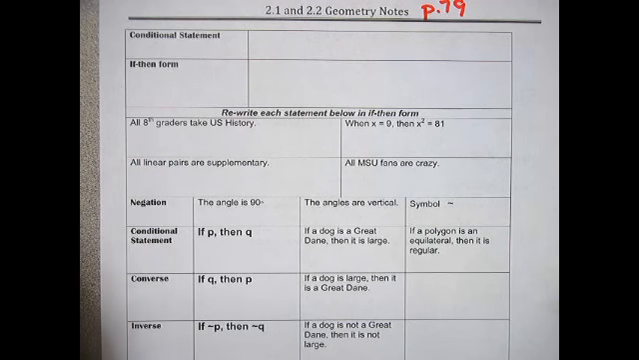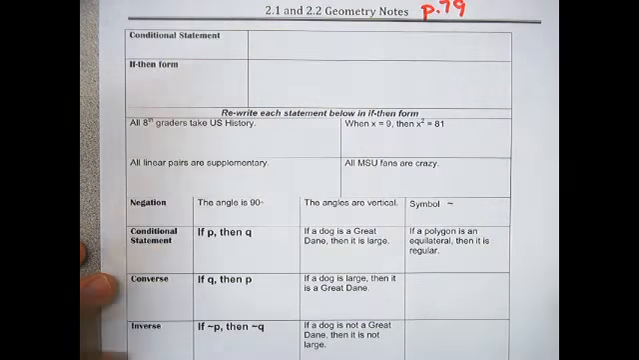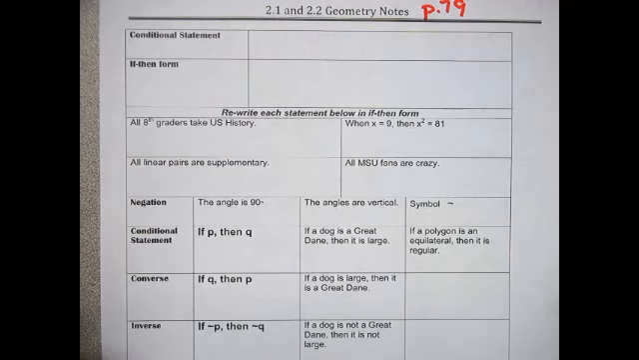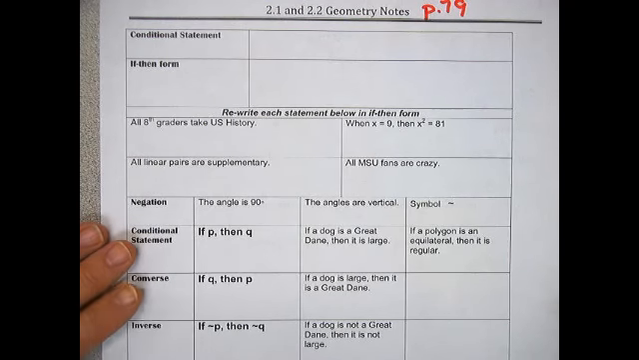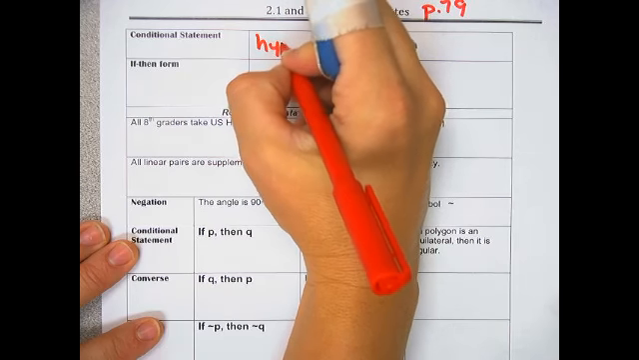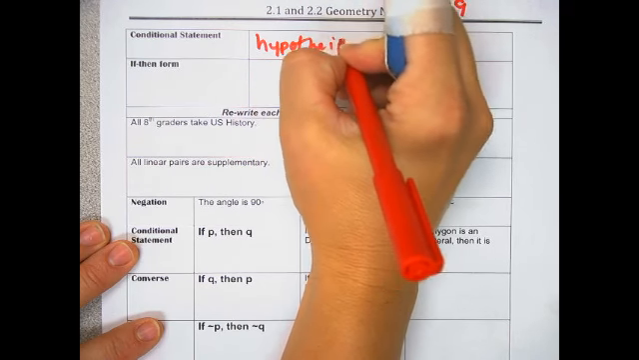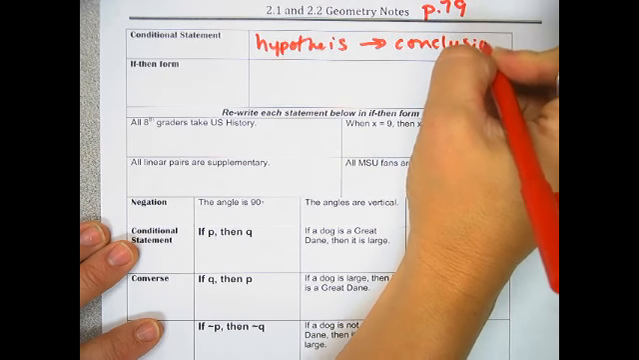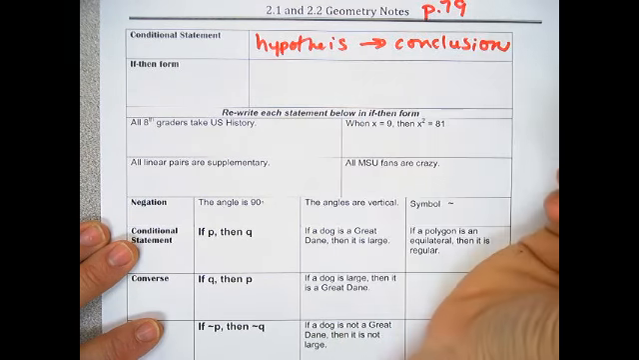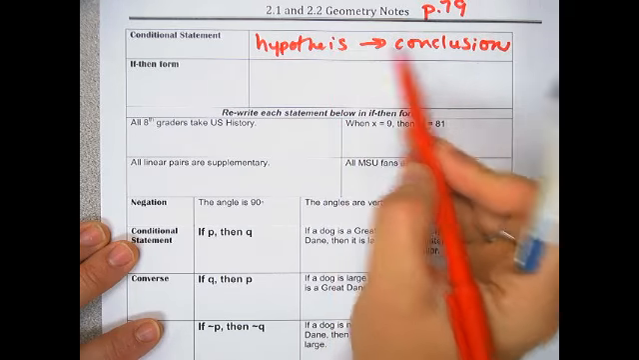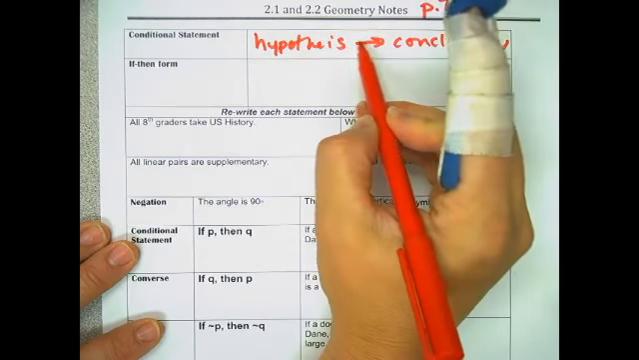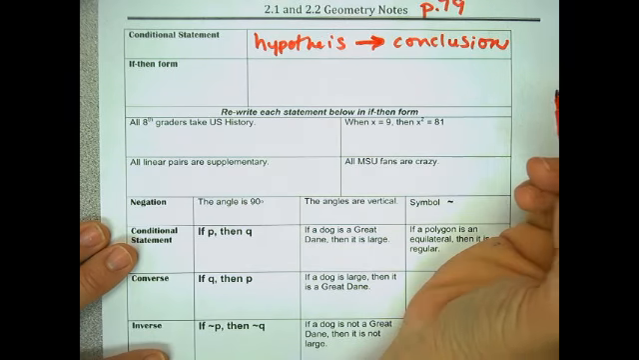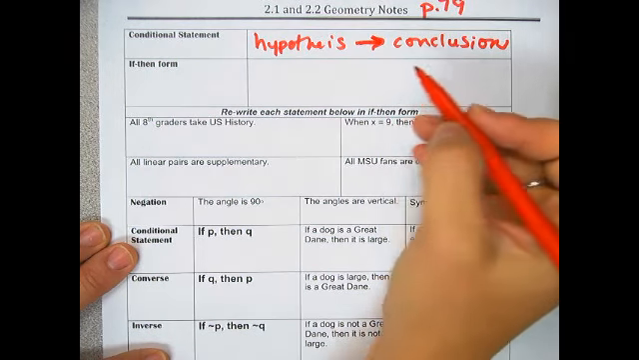So what I'd like you to do on page 79 is to begin by reading the definition of a conditional statement, and then we're going to fill this in. A conditional statement is a logical statement that has two parts. It's got a hypothesis and a conclusion. And we often use an arrow here. It's a shorthand notation for the if-then statement that we're going to develop. So a hypothesis and a conclusion.